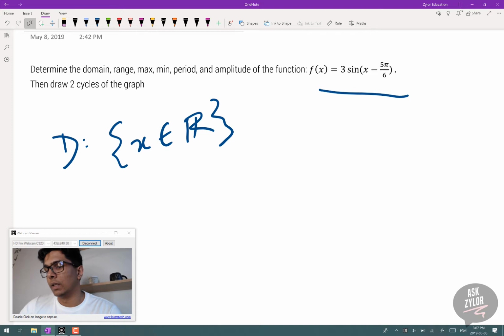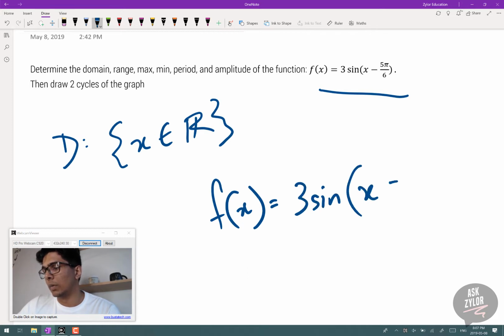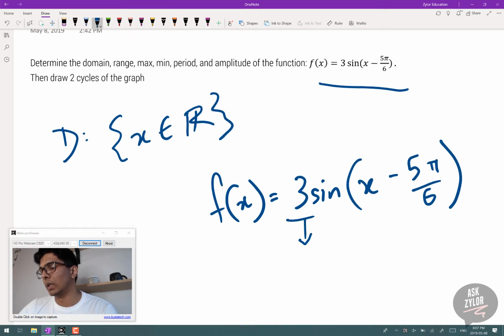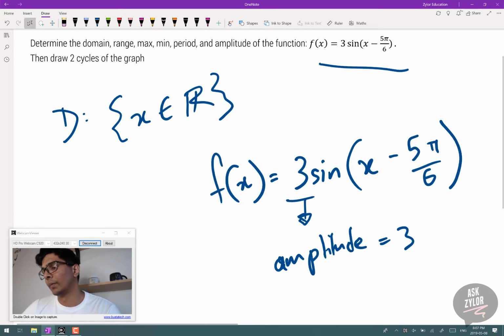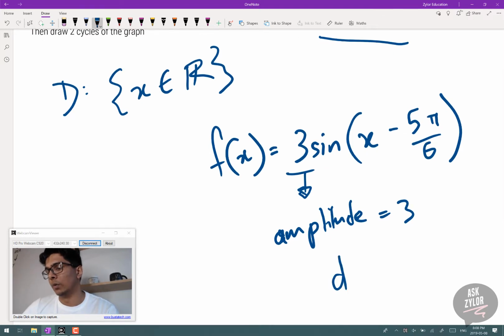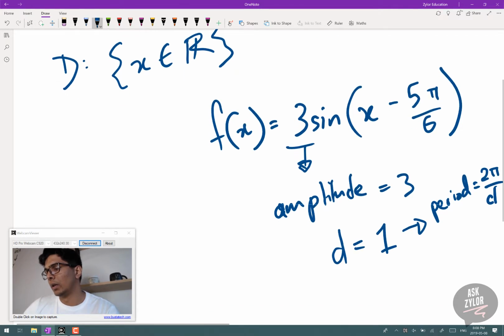So let's go ahead and find the min-max. First, the period and the amplitude. So we're given the function f of x equals 3 sine of x minus 5 pi over 6. Okay, so the 3 tells me the amplitude straight away. So it's going to give me the amplitude of 3. Right? There's no d value, meaning there's no number that's multiplying into the x. So my d value will be just 1. So I can find my period because my period is 2 pi over my d value. So my period will just be 2 pi.